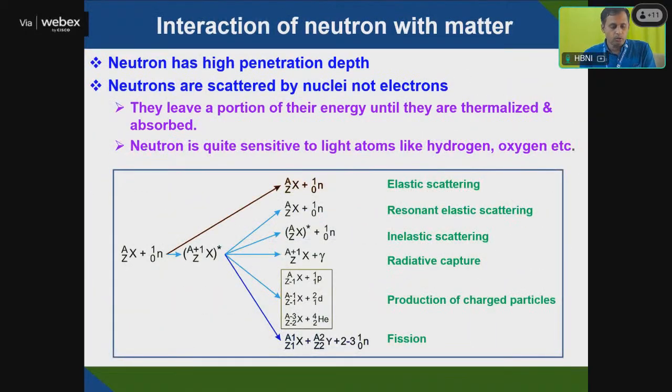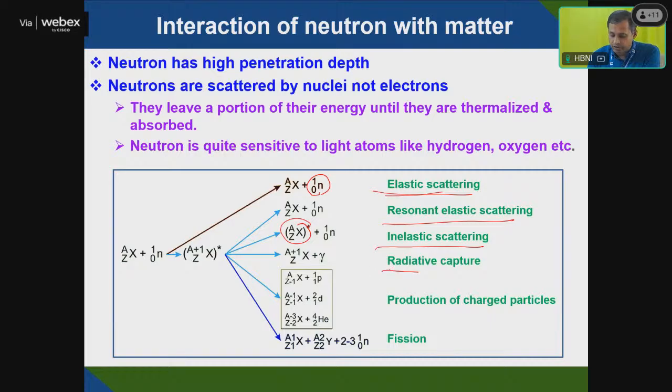Yeah, so neutron has high penetration depth, as I discussed, and neutrons are captured by nuclei, not electrons. Like X-ray and electron, they are scattering from the electron orbital, but here it can scatter from the nucleus only. There is possible elastic scattering, that is just the same neutron will come out here, and the resonance scattering. So there will be no significant change. In inelastic, it will go to an excited state, and then the same neutron comes out.